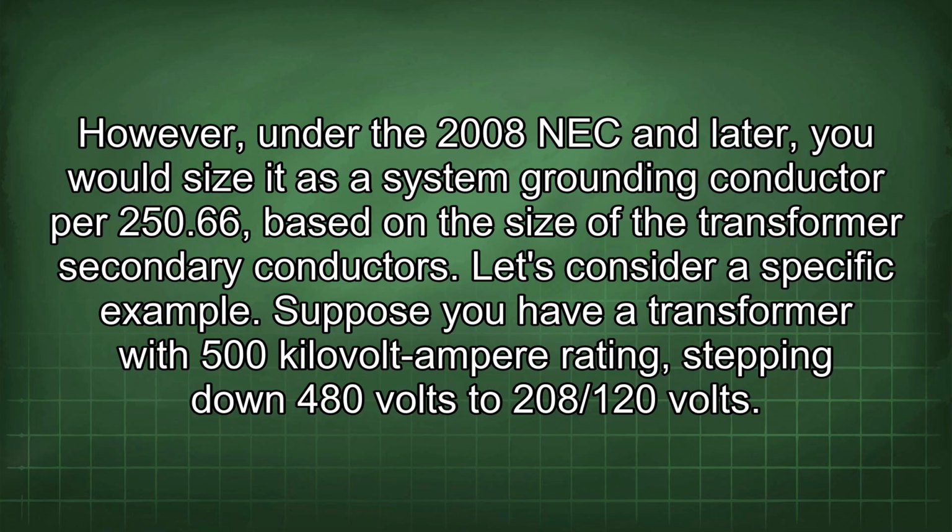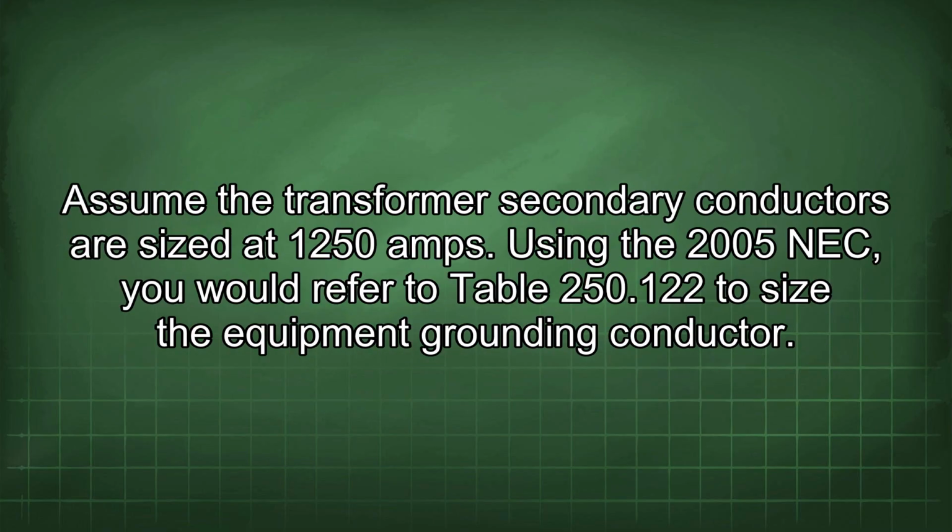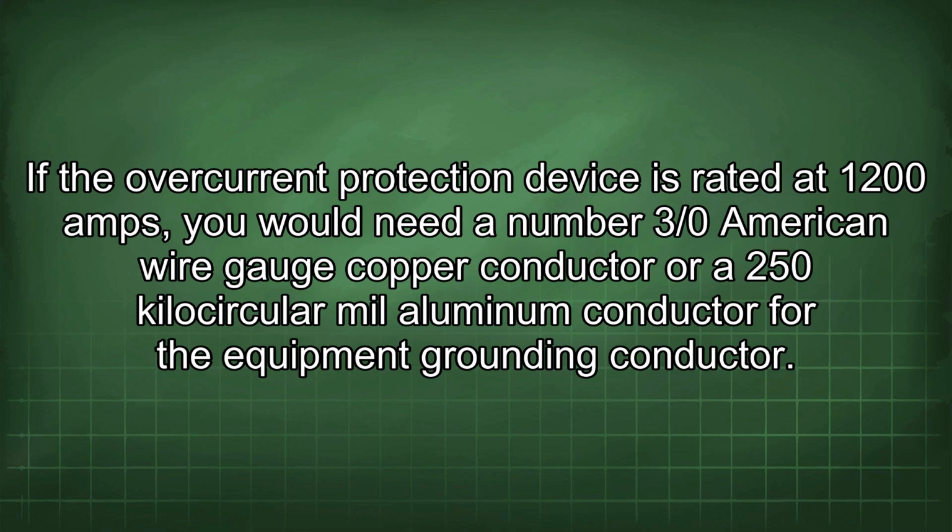Let's consider a specific example. Suppose you have a transformer with a 500 kVA rating, stepping down 480 volts to 208/120 volts. Assume the transformer secondary conductors are sized at 1250 amps. Using the 2005 NEC, you would refer to Table 250.122 to size the equipment grounding conductor. If the overcurrent protection device is rated at 1200 amps, you would need a number 3/0 American wire gauge copper conductor or a 250 kcmil aluminum conductor for the equipment grounding conductor.